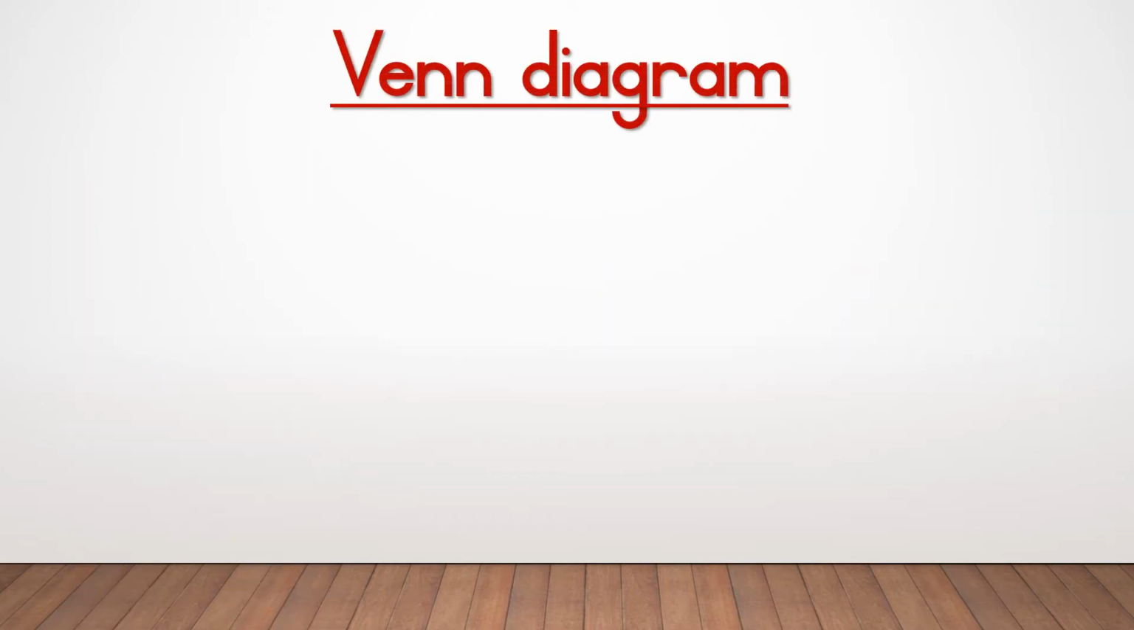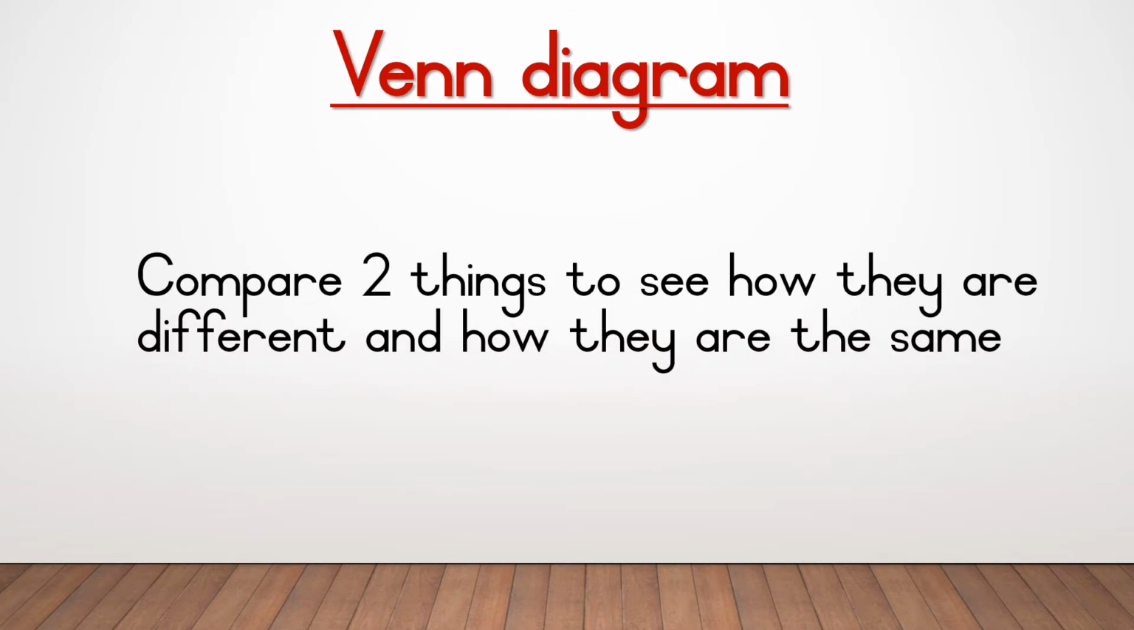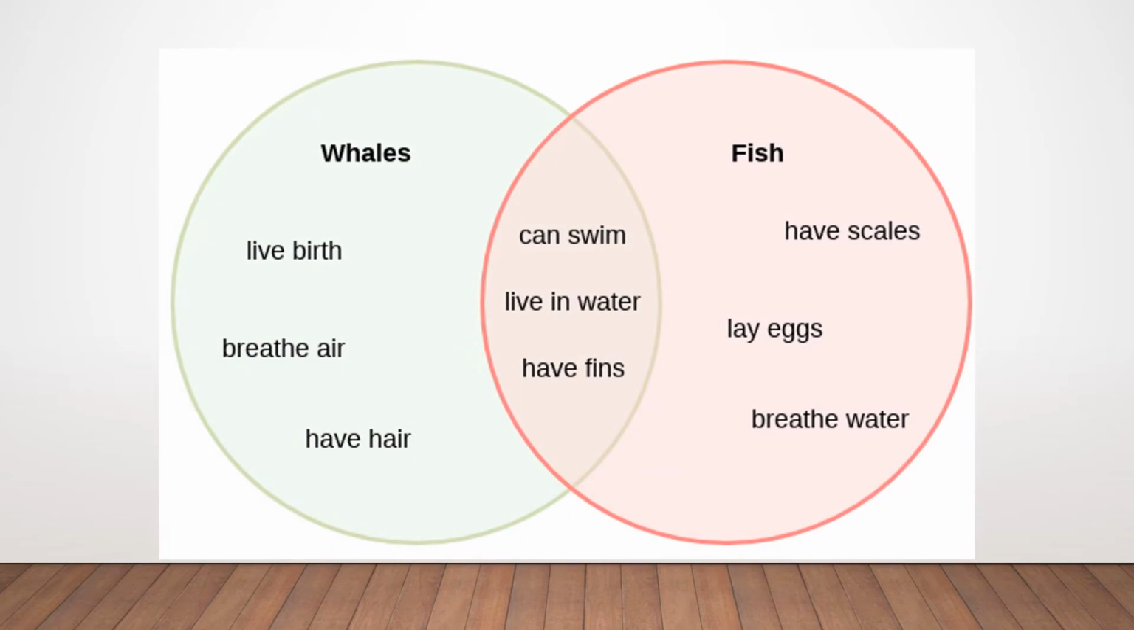For today, in listening and speaking, we're going to learn about a Venn diagram. We use a Venn diagram to compare two things, to see how they are different and how they are the same. Let's look at an example. Here we have a Venn diagram about whales and fish. Do you see that we use two circles? A Venn diagram consists of two circles. The two circles go over each other in the middle.